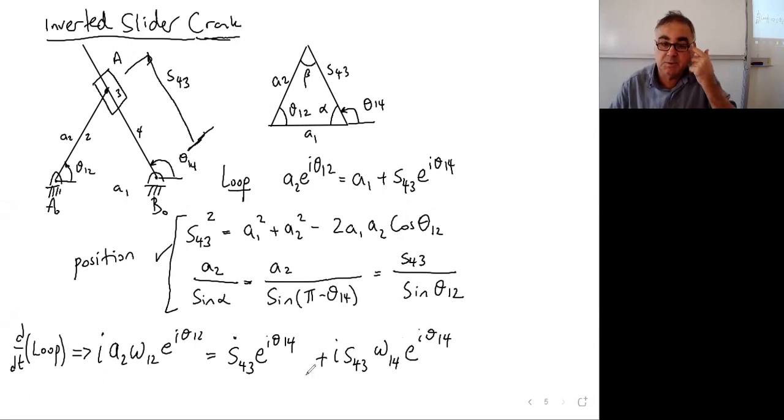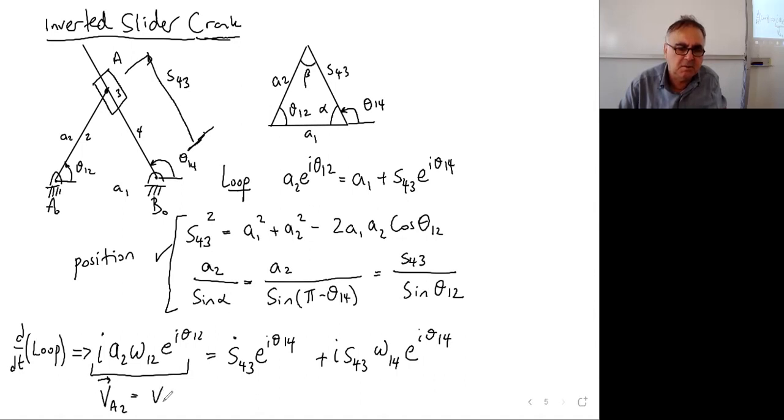Now, what is this? What is this supposed to mean? This is velocity of A on link 2, but link 2 and link 3 are connected with a revolute joint, so these velocities are the same. Point A is shared by actually all links, right? Point A is shared by 2, 3, and 4. Velocity of A2 is equal to velocity of A3 because there is a common revolute joint there.